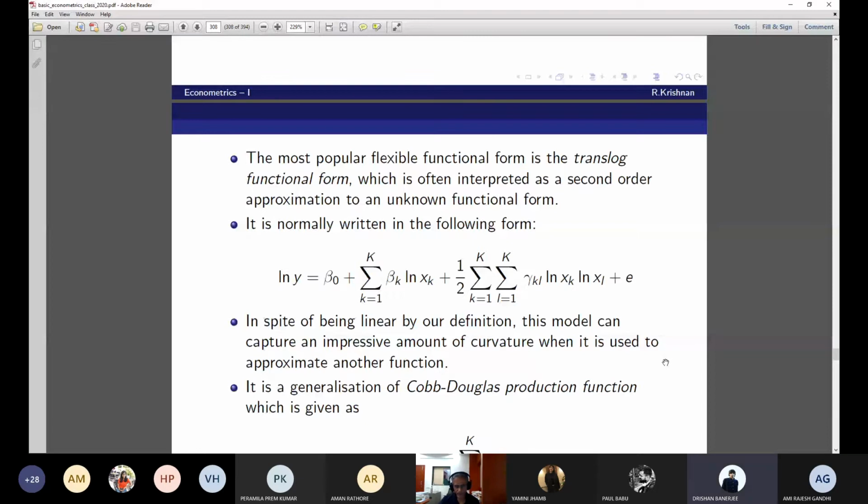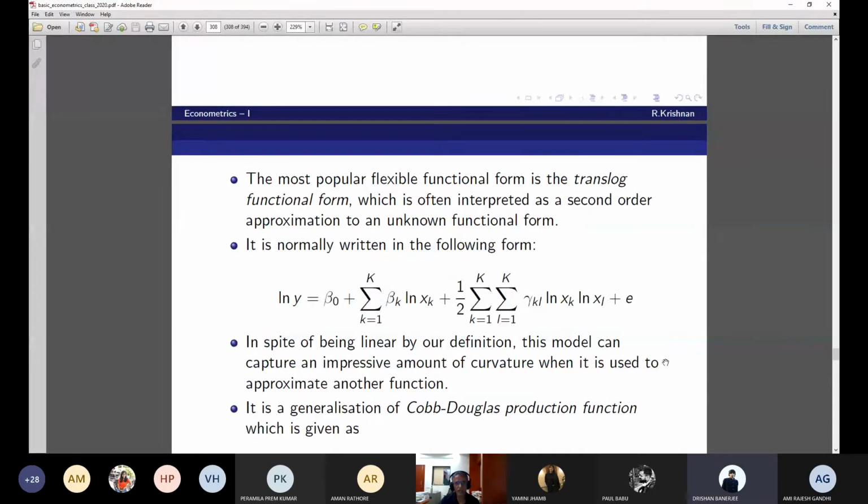Sir, how is it linear? Like we have half summation gamma log x into log L. Yeah, the variables are linear, Drishan. The parameters are linear. Okay. Yeah.